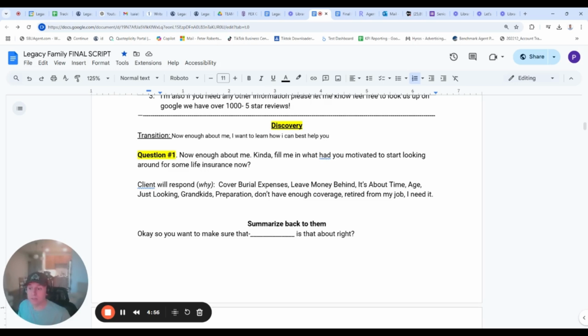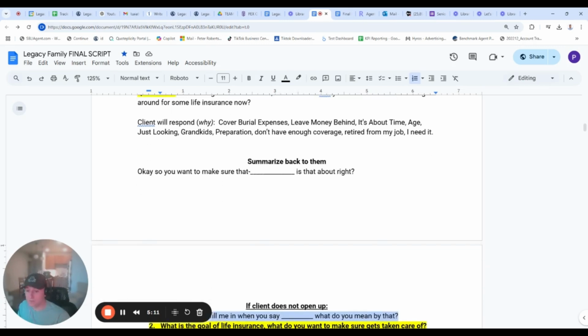Some people are going to say this. Well, I just want to make sure that when I pass away, that my husband and my kids are not stuck with my burial arrangements. I want to make sure that they're not left with that bill. Okay, that's great news for us. We don't need to open them up. We don't need to ask them a deeper question. They gave us the answer that we're looking for.